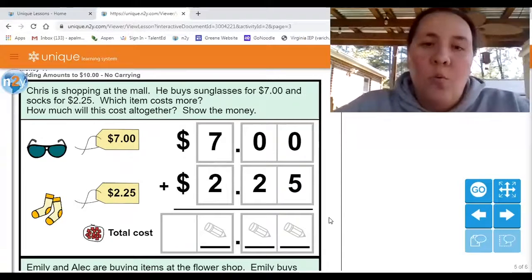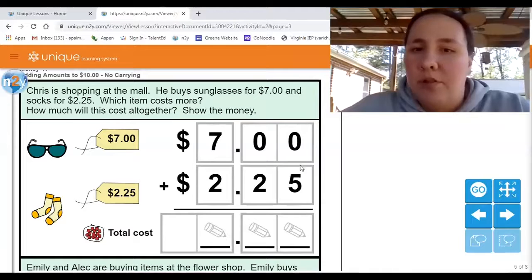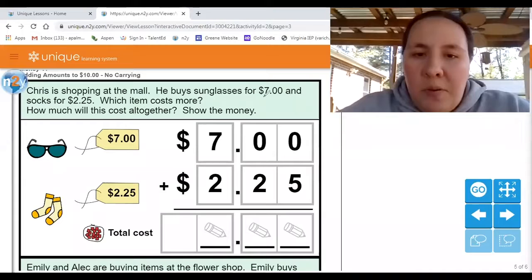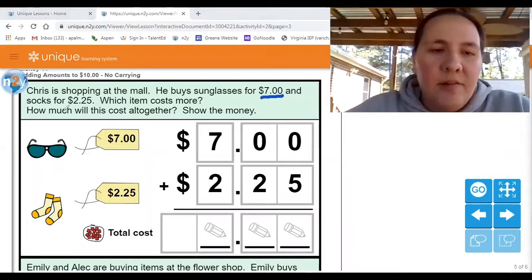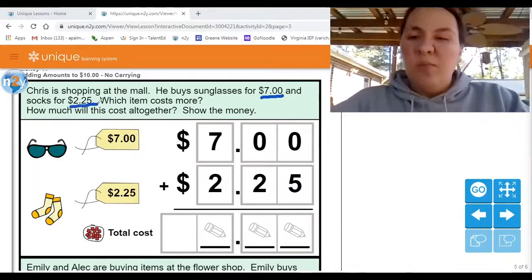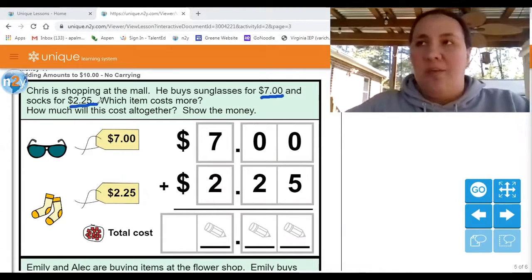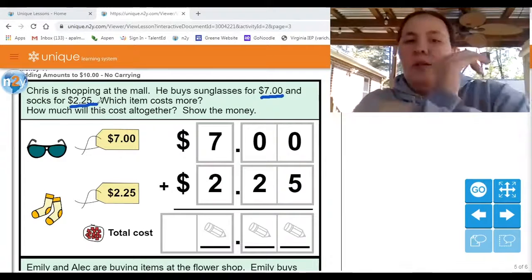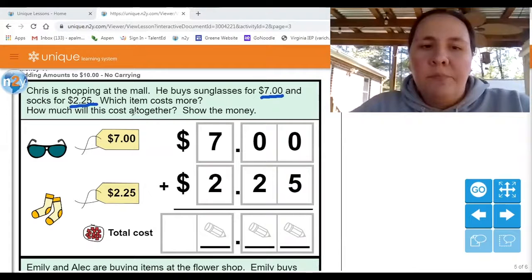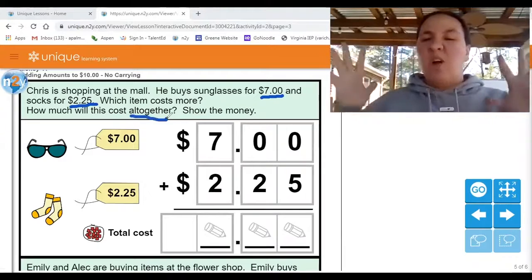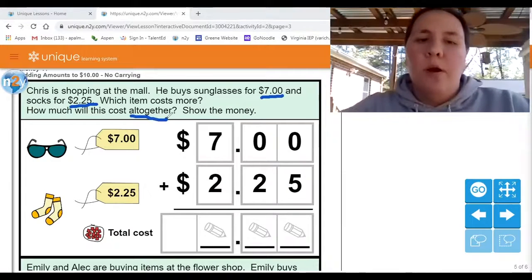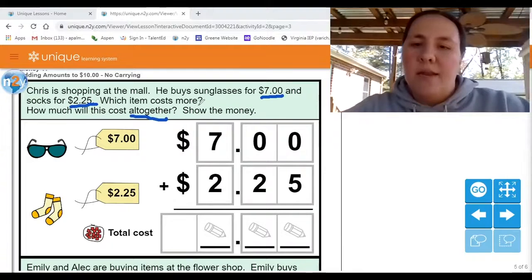Okay, so what are my numbers in this problem that I need to know? What are my important numbers? Beautiful. Some people I see pointing to 7, and then other people I see pointing to $2.25. That's great. Those are both good answers. What's my word that tells me that I'm adding together? Which one tells me that I'm doing a plus? Very good. The word all together is our word for adding. And then which word tells me I want the bigger number, the biggest number? Very good. The word more. More tells me I want a big number.